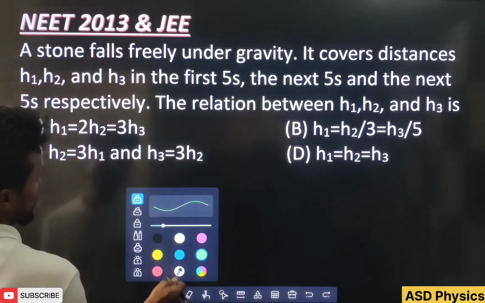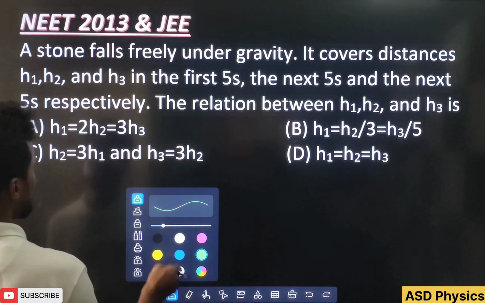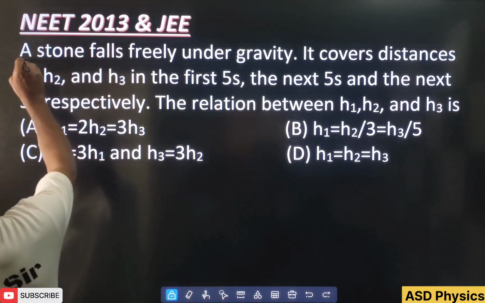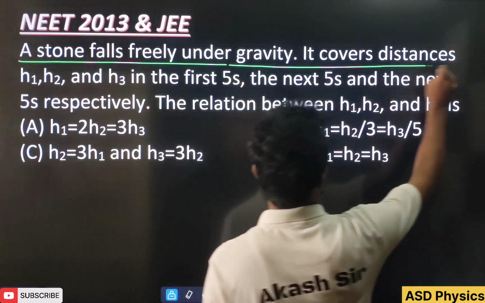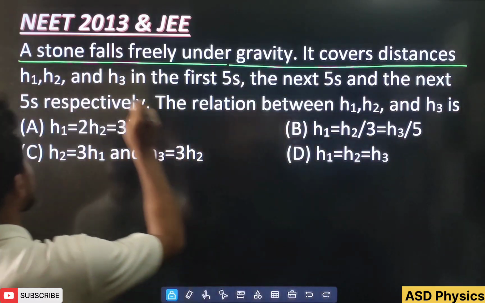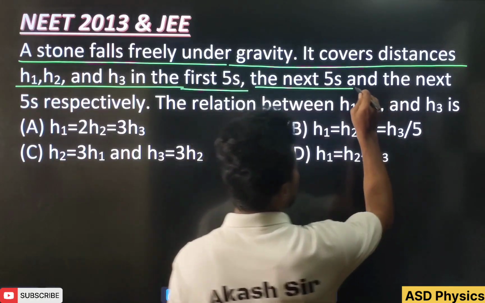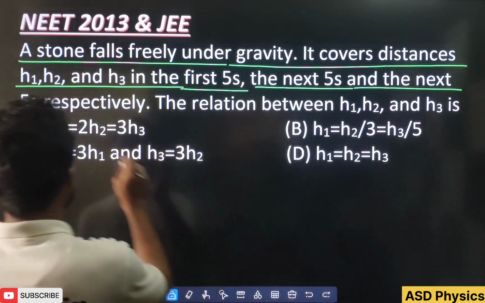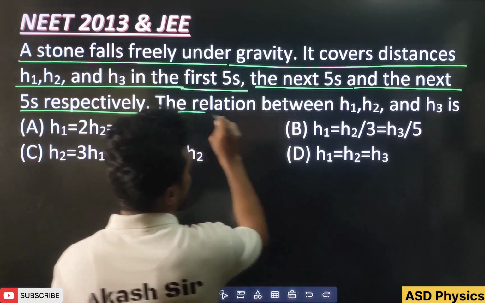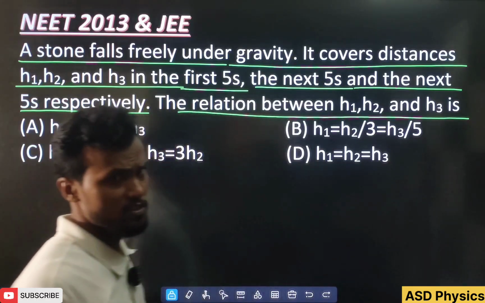NEET 2023 question. No need to draw the diagram even. Directly we can see here. A stone falls freely under gravity. It covers distances h1, h2 and h3 in first 5 seconds, next 5 seconds and the next 5 seconds respectively. The relation between h1, h2 and h3, how much here?